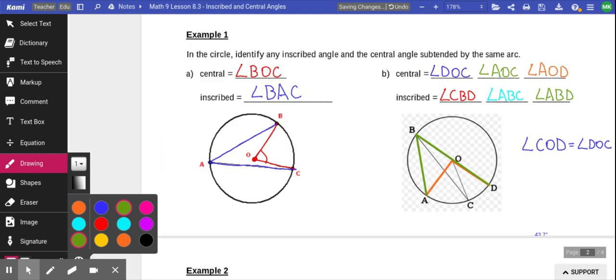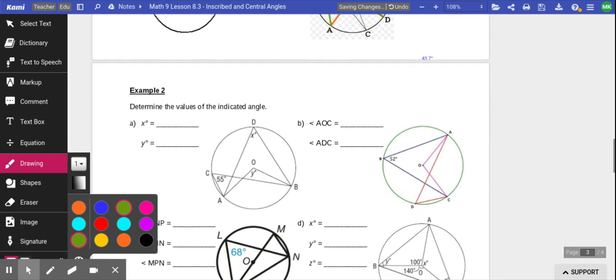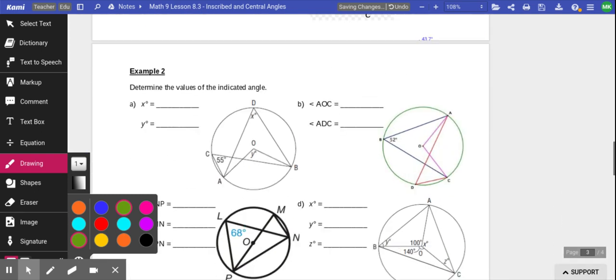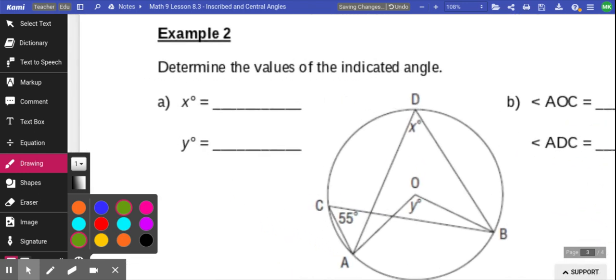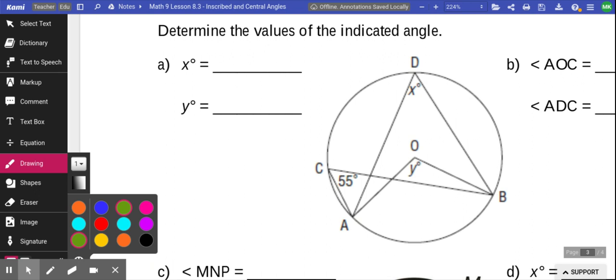Cool. That's central and inscribed angles. Let's try to fill in some numbers. So we're going to determine the values of the indicated angles. We have a question here. We've got a bunch of different lines and angles going on. We're looking for angle X. We're also looking for angle Y.